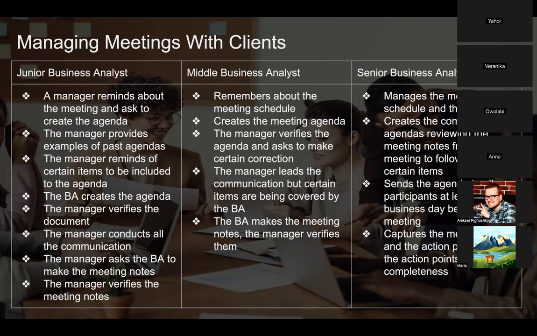And at this stage, the business analyst at least starts covering certain items from that agenda because they now know how this can be done. And when the business analyst continues his or her professional growth, they become a senior business analyst, doing the same activity, conducting regular meetings with the clients. But here, the level of independence is much higher. They don't need that involvement and supervision from their manager. They remember about the schedule. They prepare the agenda in advance.